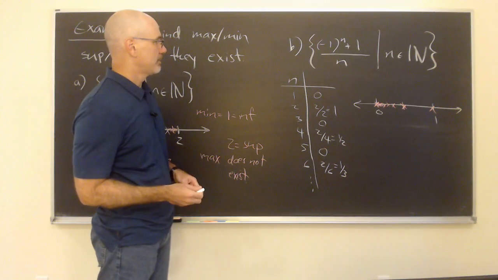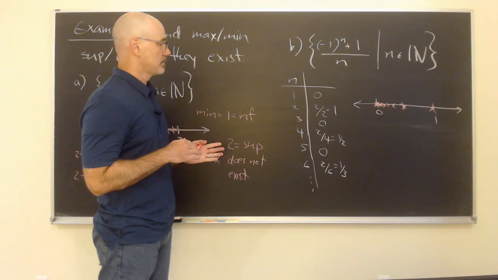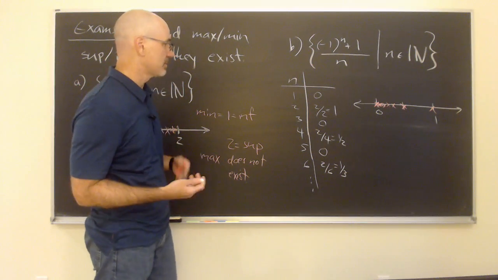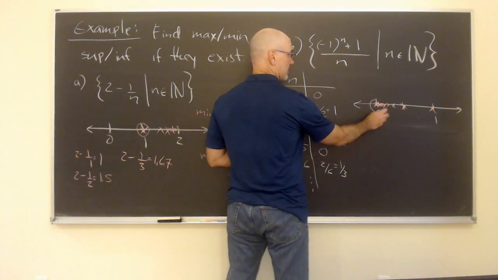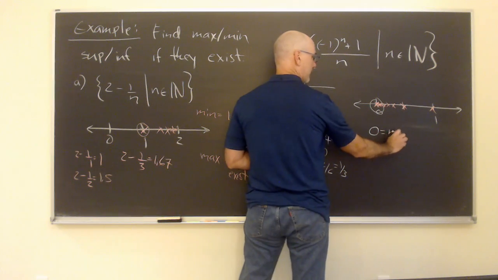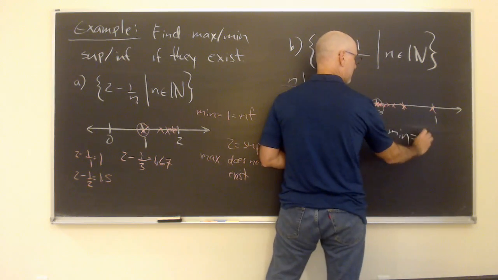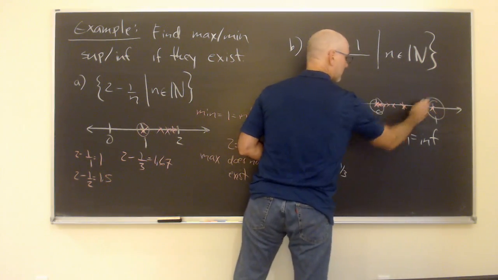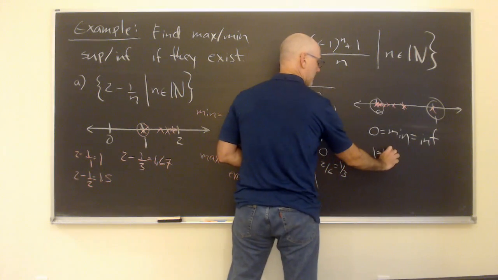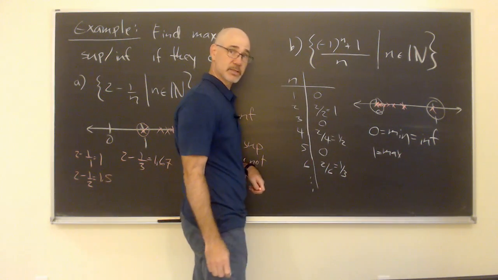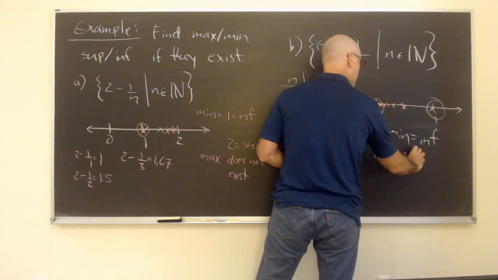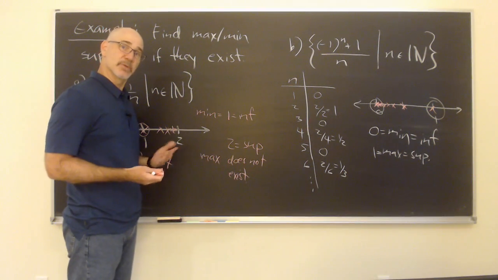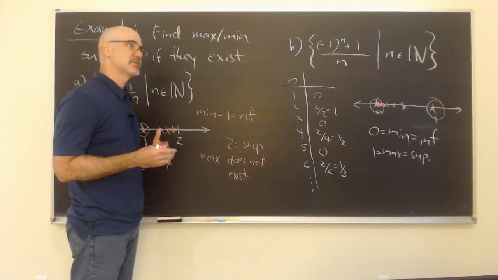So here, it looks like the set has both a max and a min, and therefore automatically has a supremum and infimum that's in the set. So 0 will be our min. That's in the set. And so also the infimum. And then there's our max. It was also in the set. And because it's a max that's in the set, it's also a supremum.